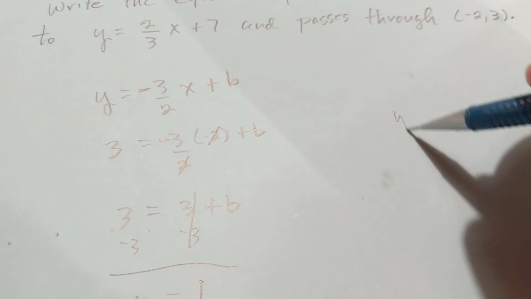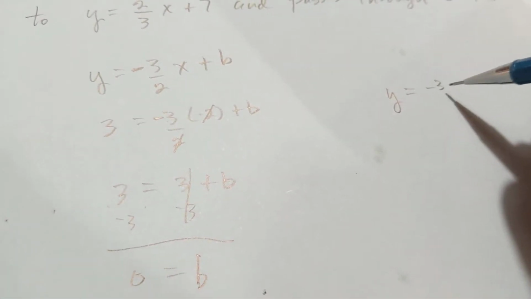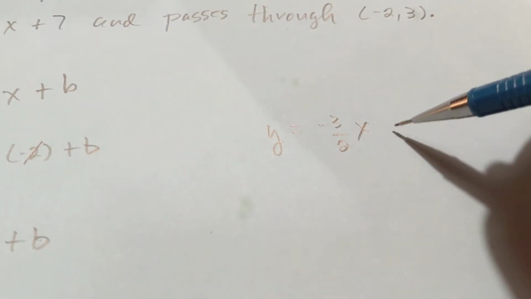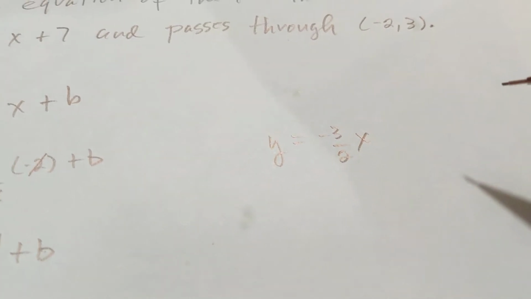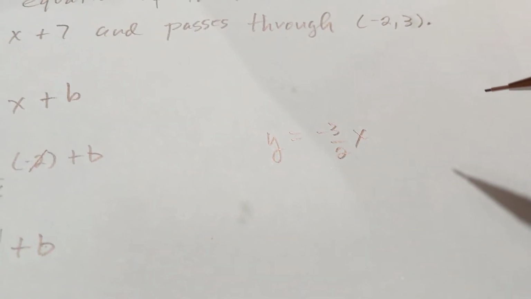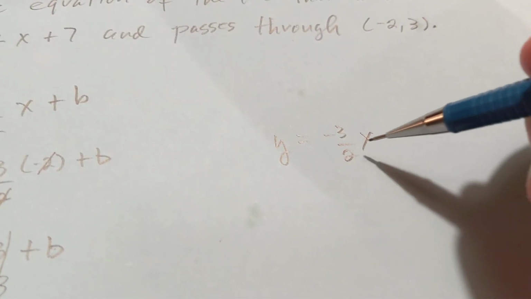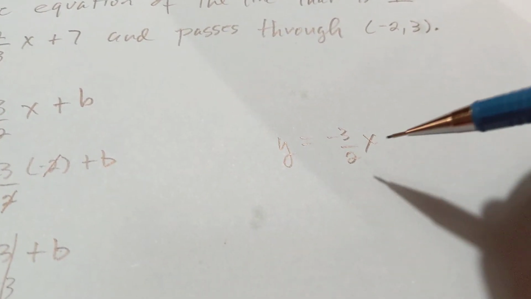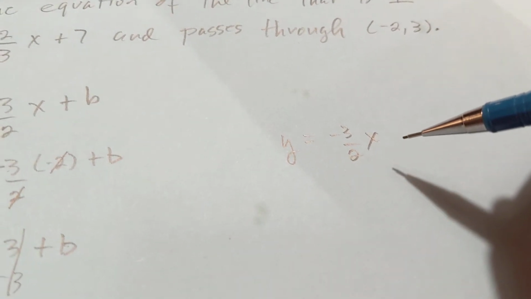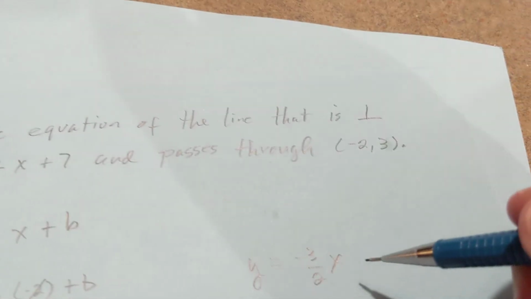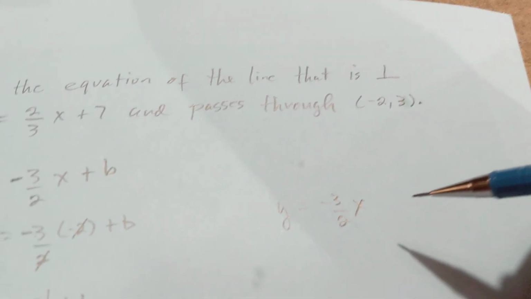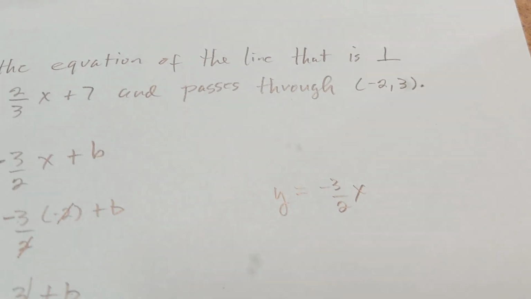So here is the way I write my final equation. I'm going to write y equals -3/2 x. So that's my answer. Now I could put +0 out here if I wanted to, but this is the way I would prefer to write it. Y equals -3/2 x. It does mean that the y-intercept is 0 and the slope is -3/2. So this is the equation of a line that is perpendicular to that and passes through that ordered pair. So this is slope-intercept form for that.